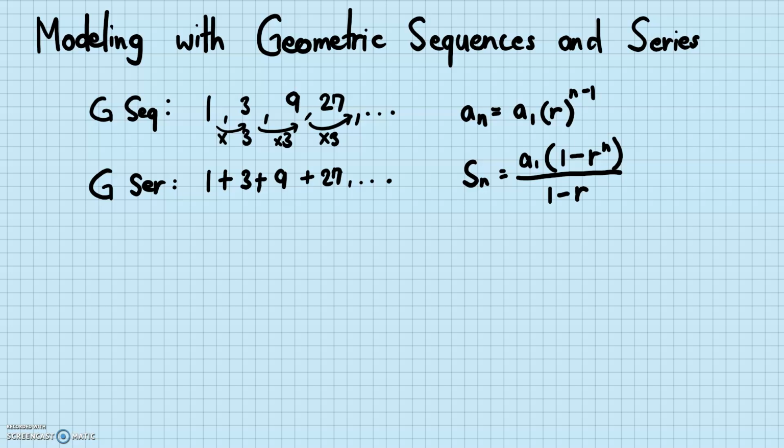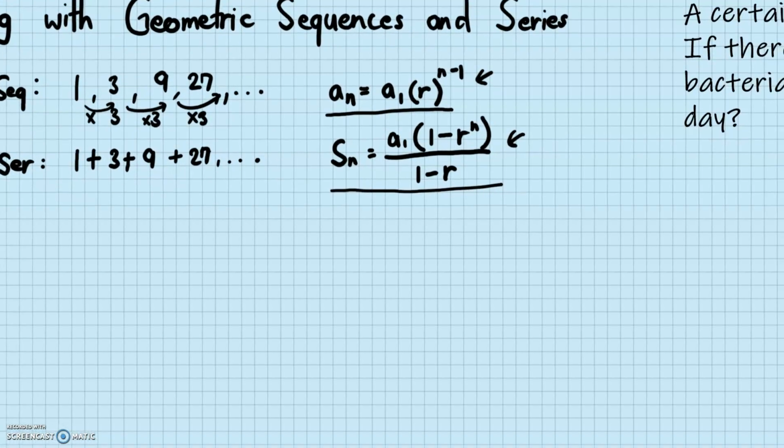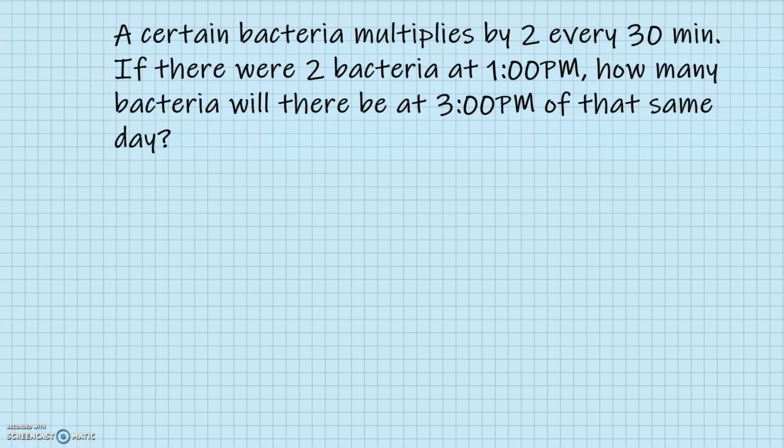If you're wondering how these formulas are derived, you can refer back to our lesson on geometric sequences and geometric series, where we went over how these formulas are derived. But for this lesson, let's just remember that these are the formulas. This one finds the sum of all the terms until the nth term of a geometric series. This one finds the nth term of a geometric sequence.